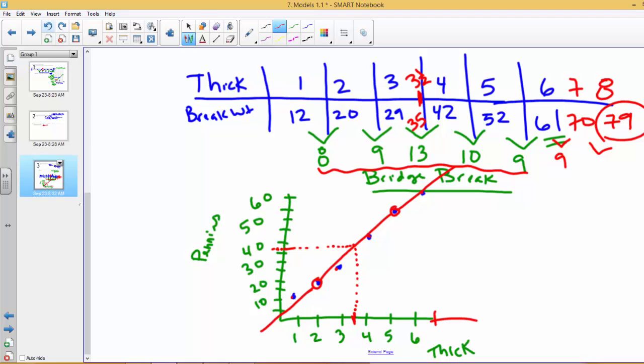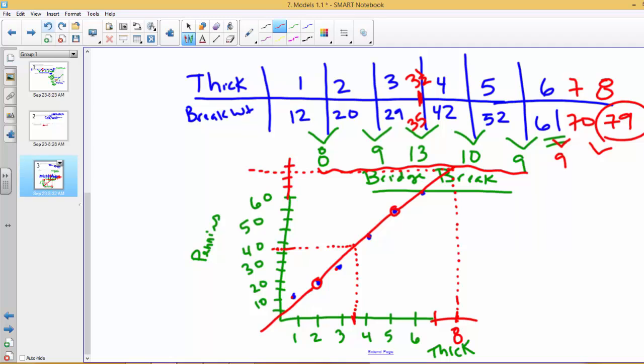The other way would be to go out 8, 2 more over, trace up, trace over. We're going to actually have to extend this too. So 60, 65, 70, 75. So this one looks more like 73-ish. So you could have 79, 73, whatever. And that would be a great prediction.